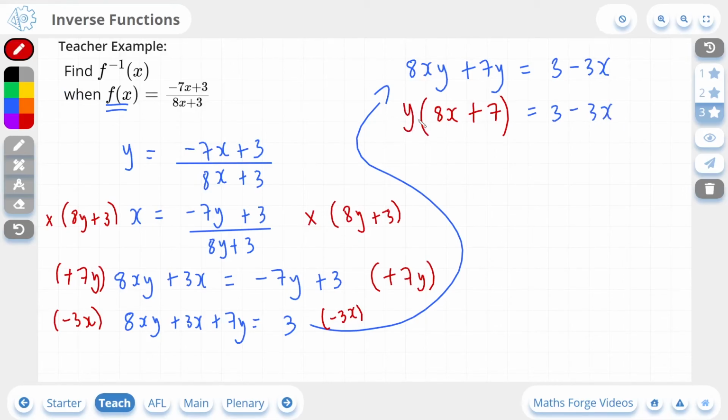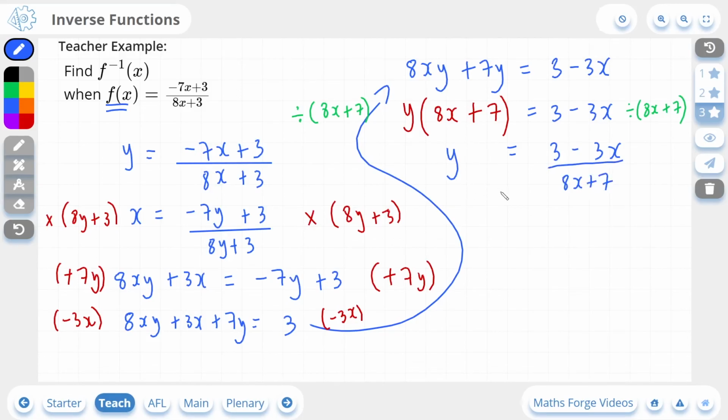Now the final step to get y on its own, since y is being multiplied to this expression here, this bracket, we're going to have to divide both sides by this bracket here, 8x plus 7. So I'm just going to use a different color for this. We're going to do divided by 8x plus 7 on the left-hand side, and on the right-hand side, divided by 8x plus 7. This is now going to give us the following. Y is equal to 3 minus 3x, all divided by 8x plus 7.